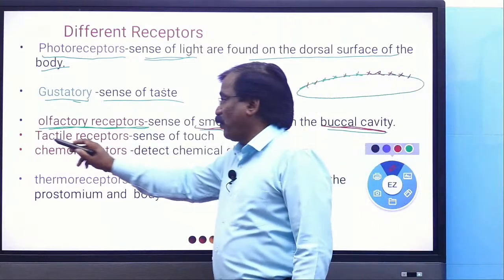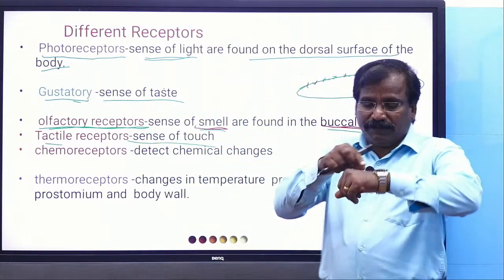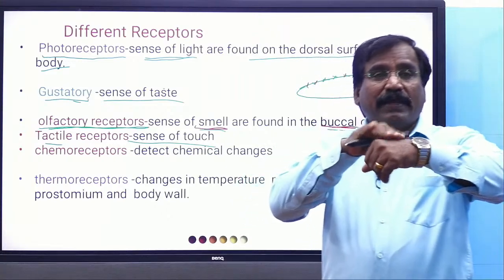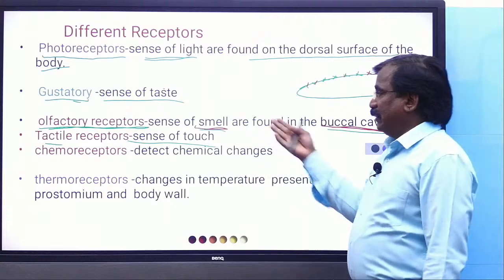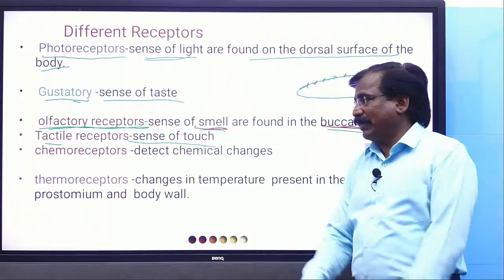And tactile receptors, sense of touch. We touch things, that is the tactile sense of touch. So they also have tactile receptors, the sense of touch. Throughout the body the receptors are distributed.